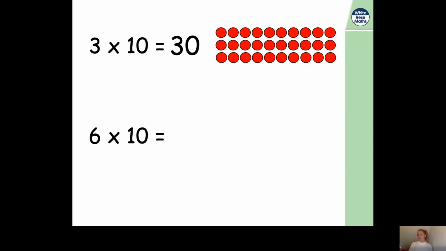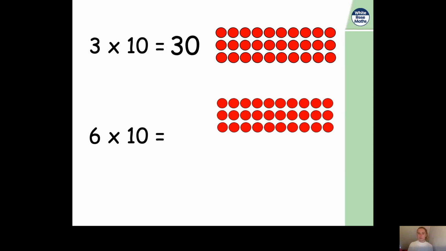Now, can you use the array that we have for 3 multiplied by 10 to find out the answer to 6 multiplied by 10? Pause the video now and have a think. Okay, year 2. So last time we had 3 multiplied by 10. Well, what is double 3? Remember, to find a double, you have to do 3 plus 3. Yes, that's right, it's 6. So therefore, our answer to 6 multiplied by 10 will be double our answer to 3 multiplied by 10.